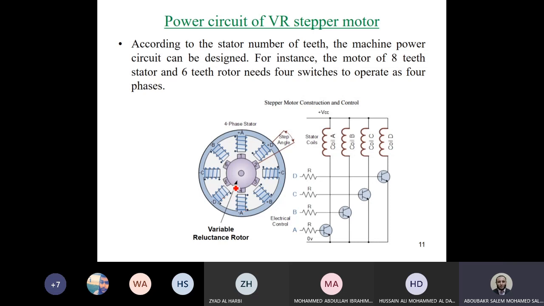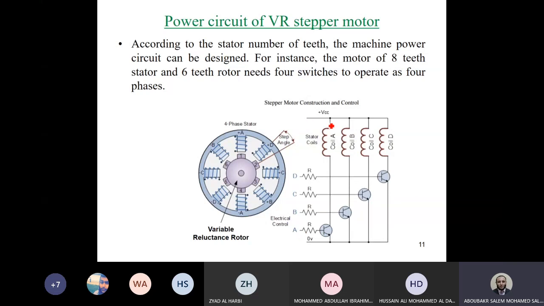So simply, we will have the coil like that, and if we need to energize this coil, we will connect this coil in series with a power electronic switch and between the 2 terminals of the DC supply, 0 volt and VCC. And if we apply a pulse to this transistor, it will energize this coil.